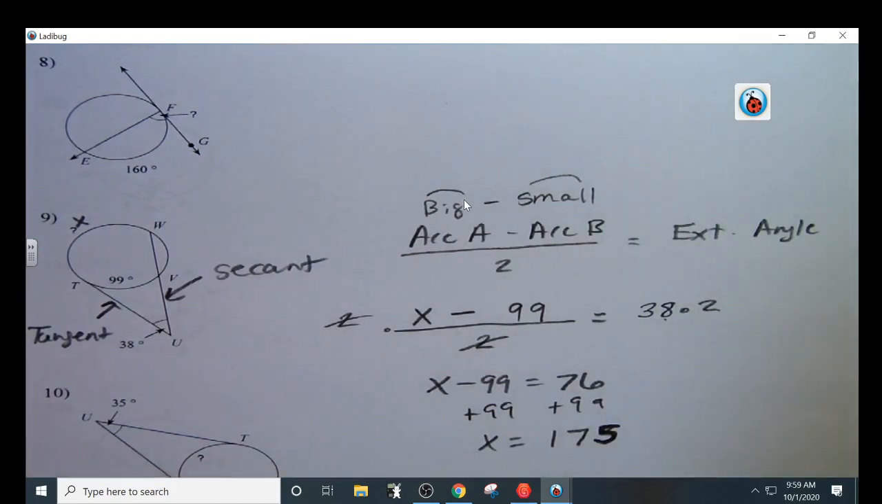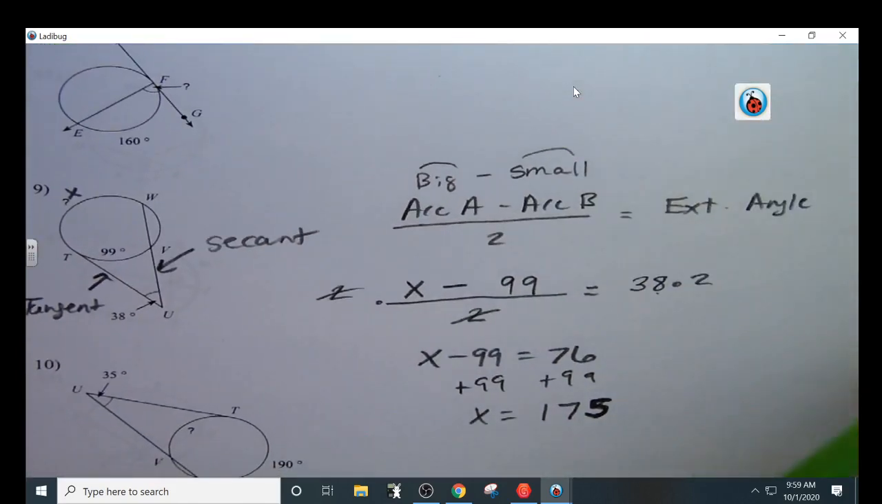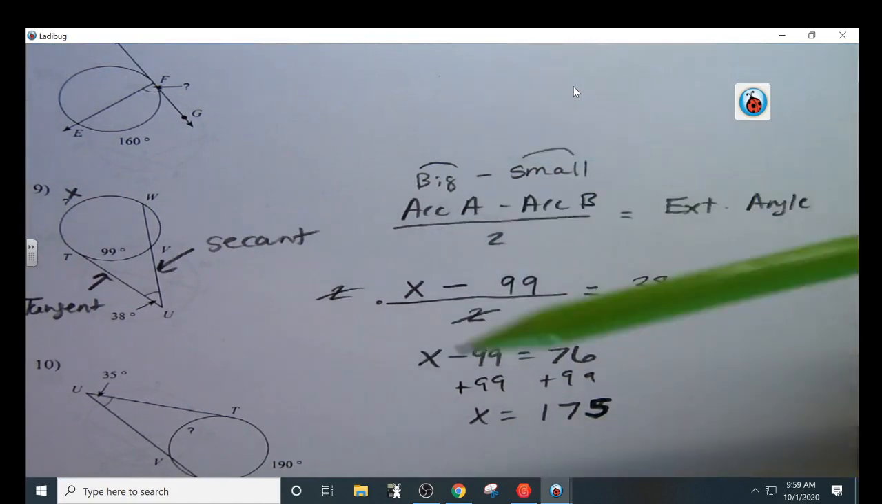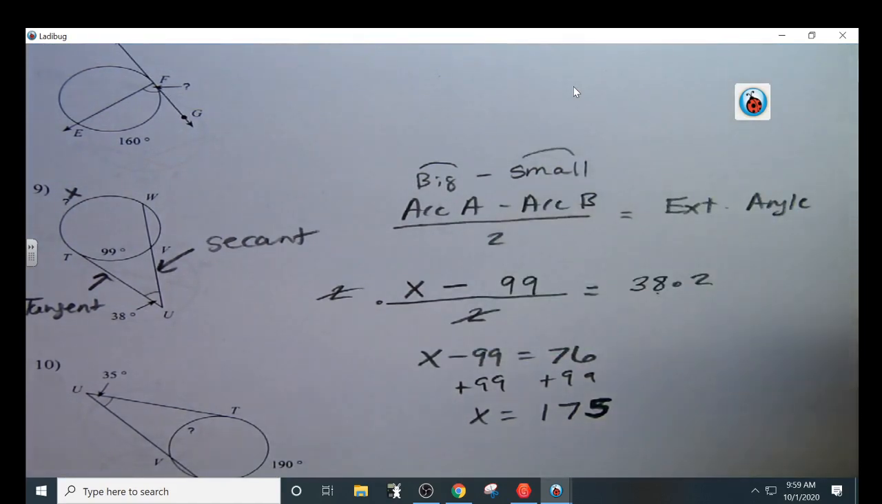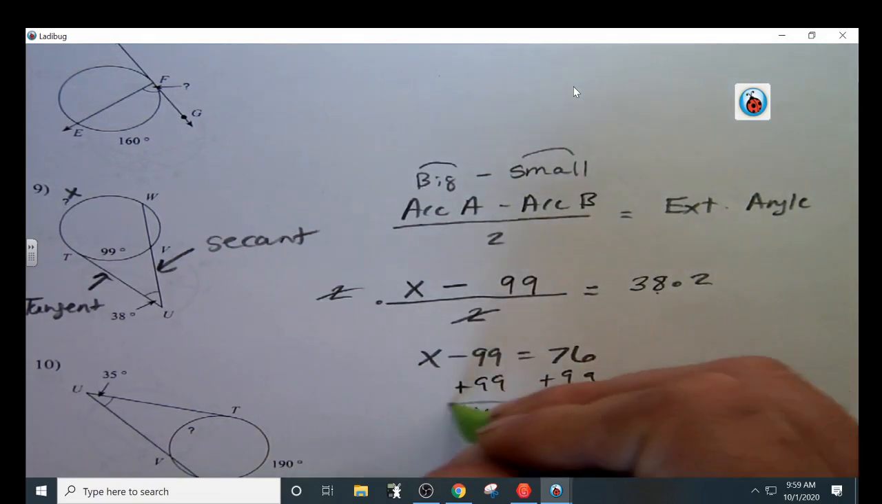Should be 175. Guys, the main thing here, just remember to subtract the big minus the small angle when you have an exterior angle, because you don't want to have a negative angle measurement. We'll have that later on in Math 3, but you won't have this in this stuff. Okay, as far as the geometry part. All right, so x is 175.